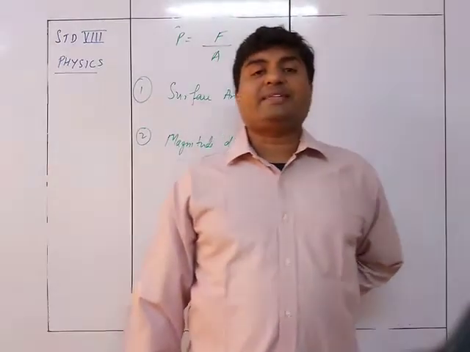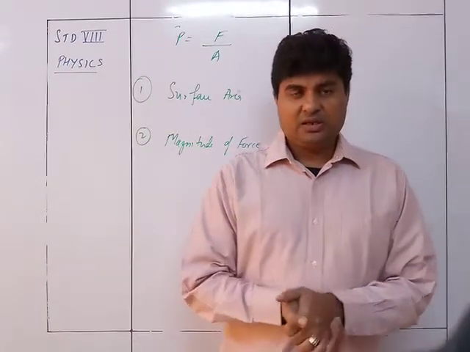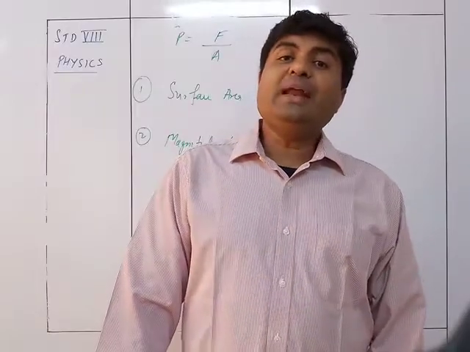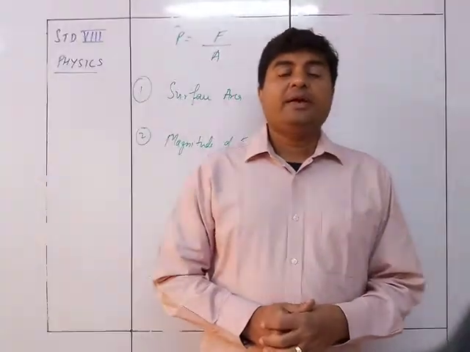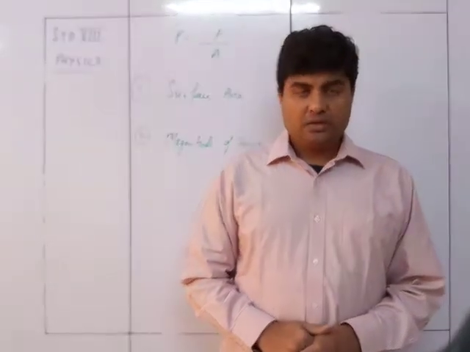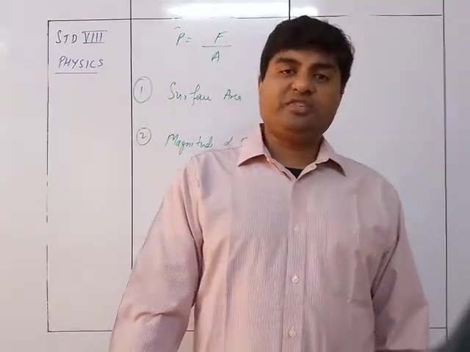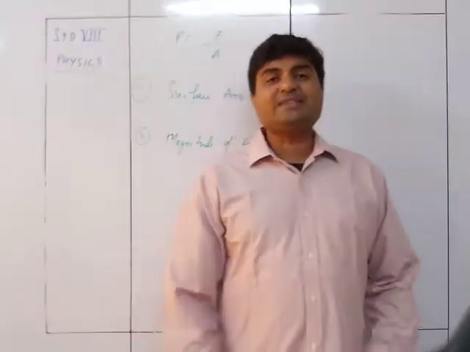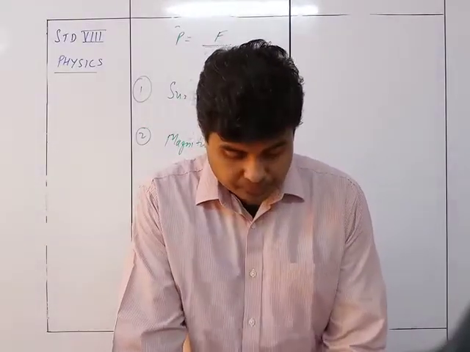Now let's see some examples where we increase the area so that the pressure gets decreased. In many cases we need to decrease the pressure, because otherwise, if the pressure is very high, there are chances that the thing may break. So to decrease the pressure, we increase the surface area. Let's see what are those examples wherein we increase the surface area and hence reduce the pressure.